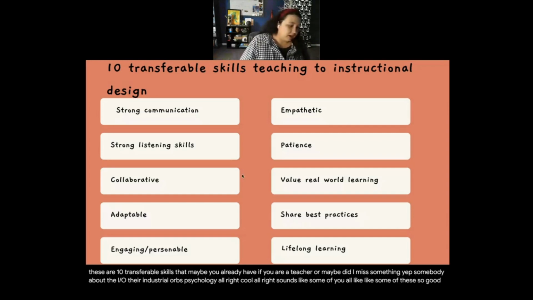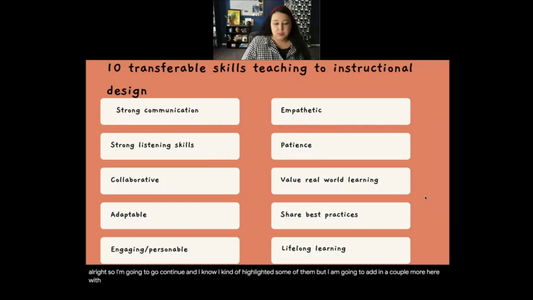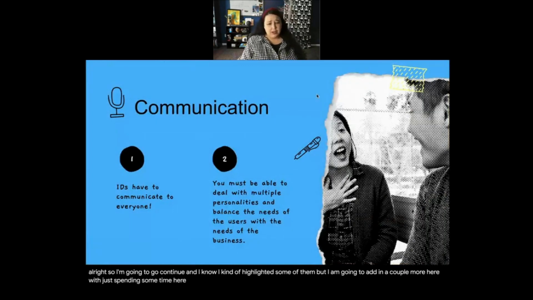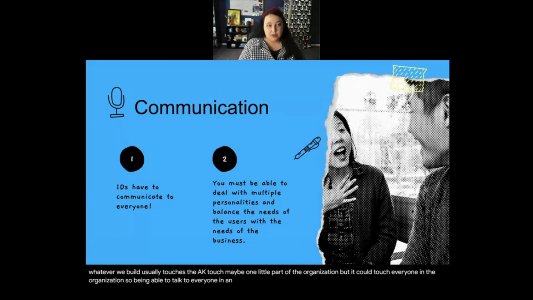All right, so I'm going to continue, and I know I kind of highlighted some of them, but I am going to add in a couple more here with just spending some time here. So, I think it's really critical, the communication piece, for several reasons, right? So one, we talk to everyone, right? Whatever we build could touch maybe one little part of the organization, but it could touch everyone in the organization. So being able to talk to everyone in an organization is super, super critical.